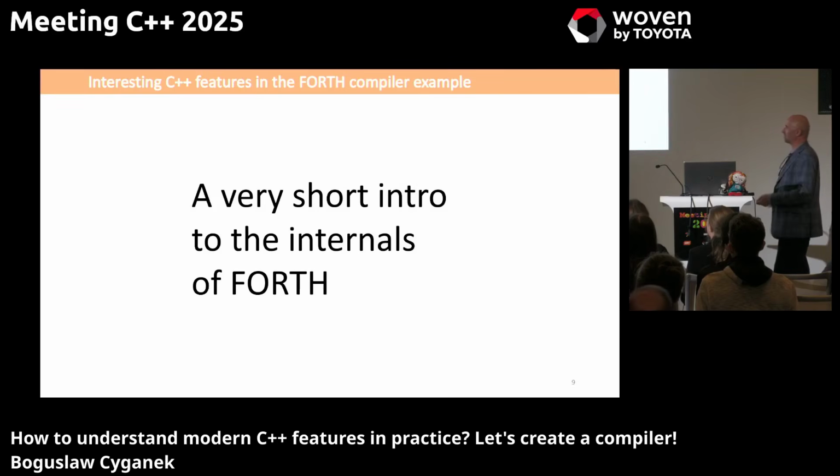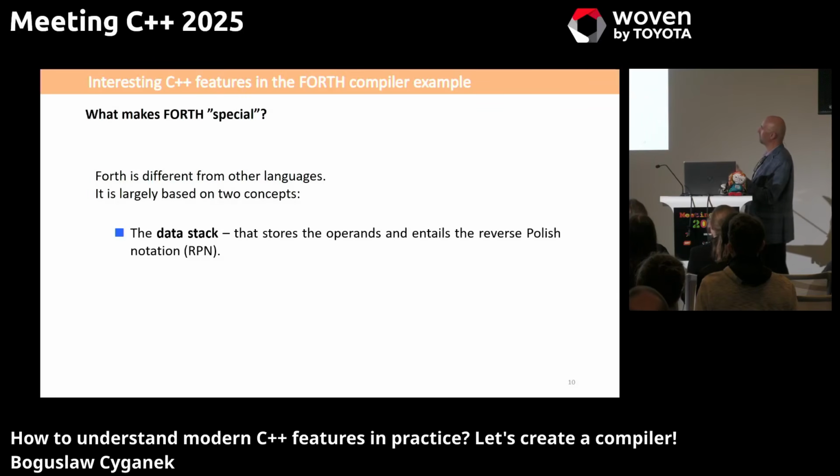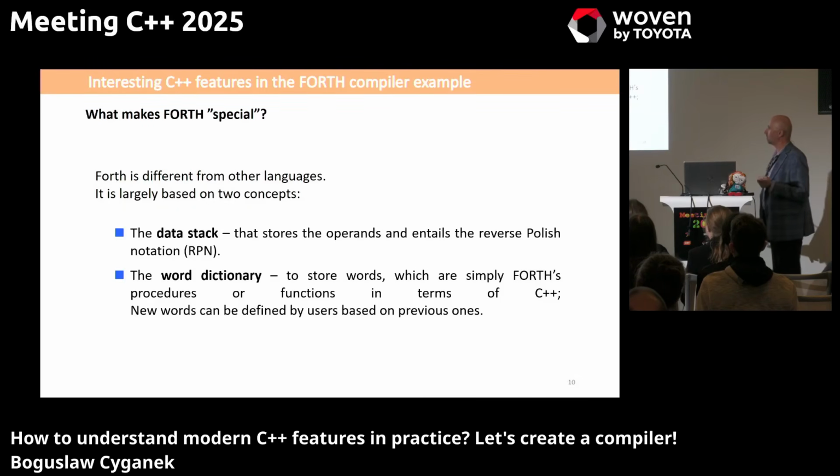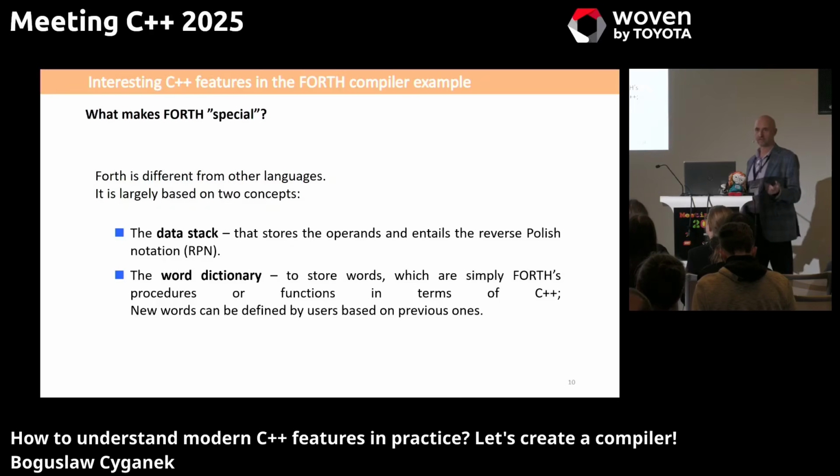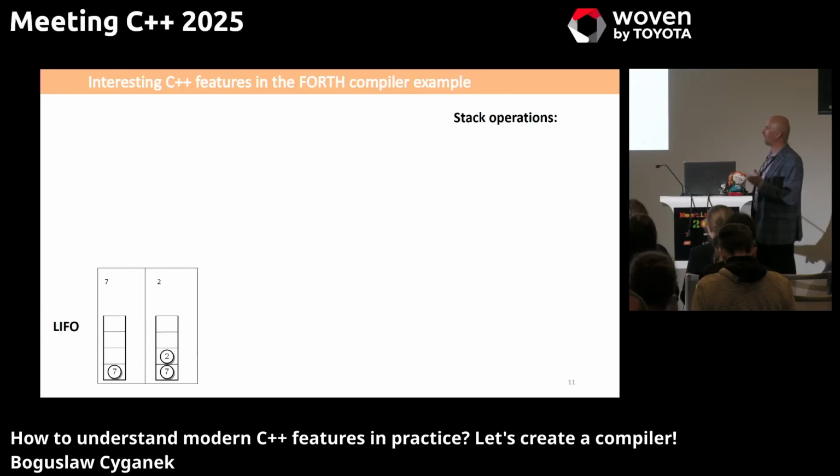So a very, very short intro to internals of Forth. Forth is different. Forth contains a data stack, as I mentioned, and a word dictionary. You will see it in a moment. So seeing these two basic building blocks, you can say, hello, I'm able to program this quite easily in modern C++. I take a stack, I take a map, and I'm done. And indeed, the core of Forth can be made, let's say, in a couple of lines. But we'll see.